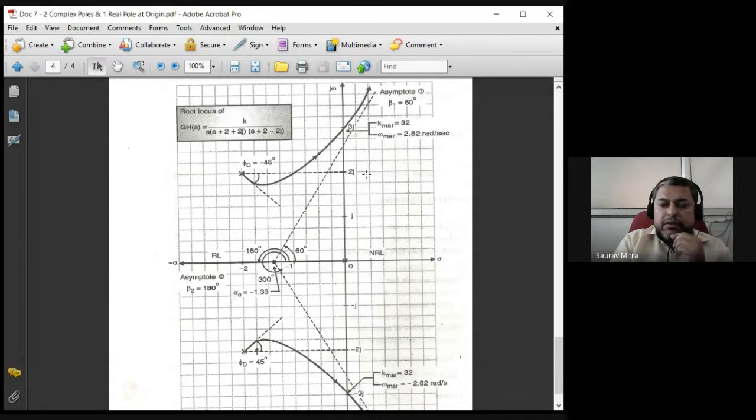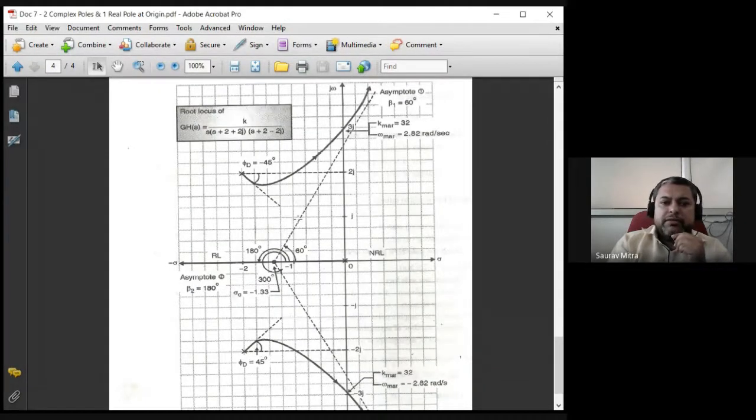So you will not have to calculate the angle of departure for both the poles. For one complex pole, if you find the angle of departure is minus 45, automatically for the other complex conjugate pole, the angle of departure will be plus 45. So if there is a set of complex conjugate poles, you have to find the angle of departure only for one pole. The angle of departure for the other pole will be the negative of that. So this is another thing. In this case, we have two complex conjugate poles. Either you can find the below one or the above one, it doesn't matter.